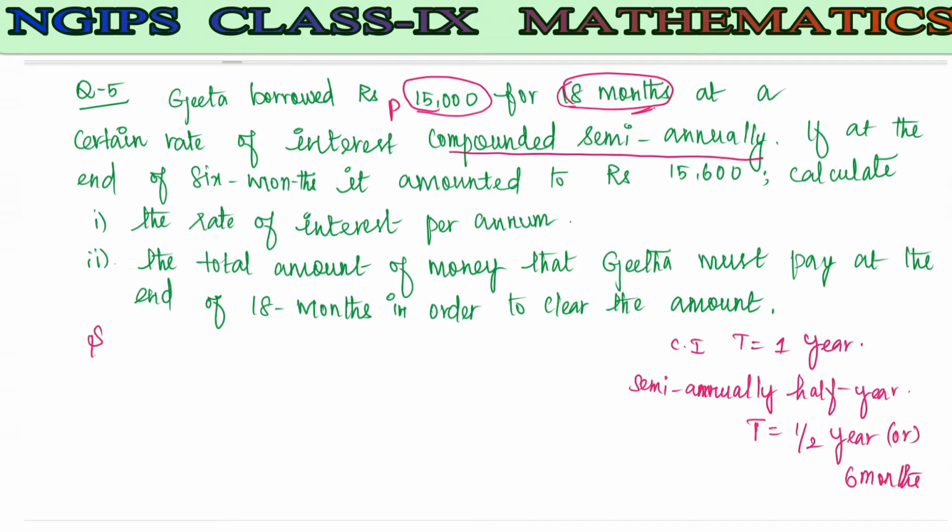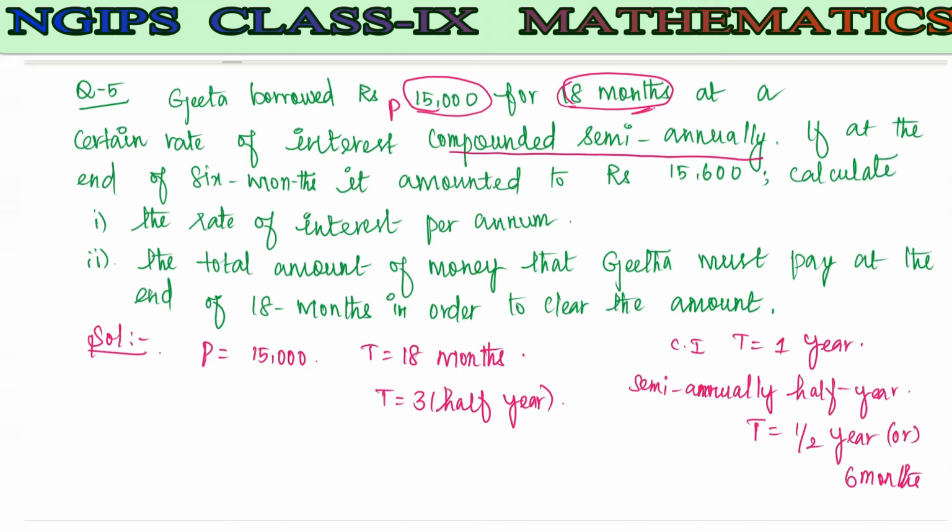I'm going to write here solution. So principal is equal to 15,000, and time period is equal to 18 months. These are the given values. So 18 months means in total you have 3 half years. 3 half years is nothing but 1.5 years, 18 months.